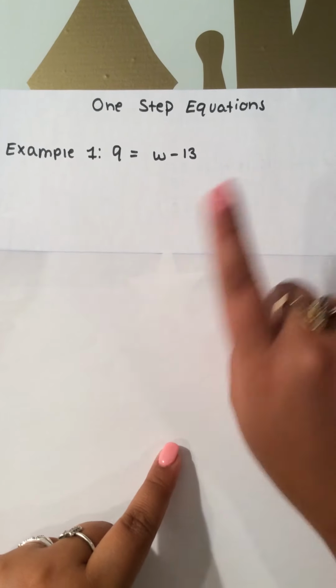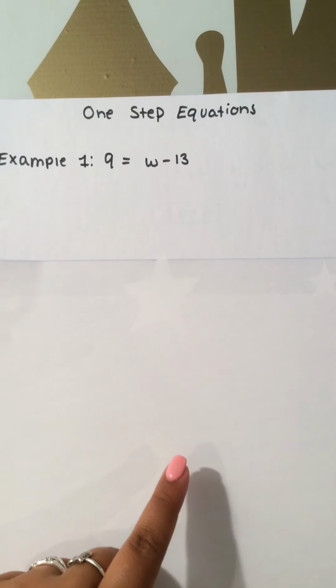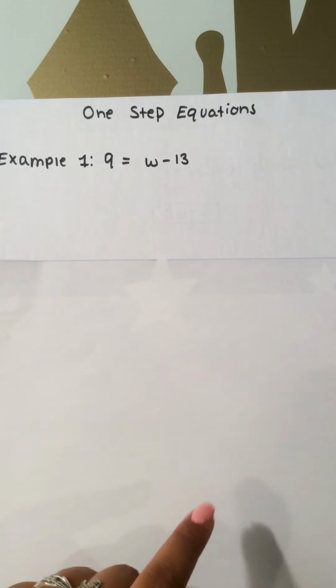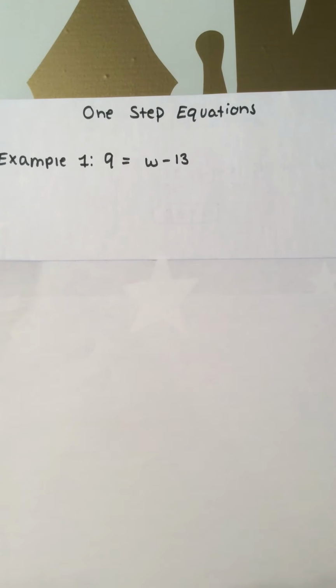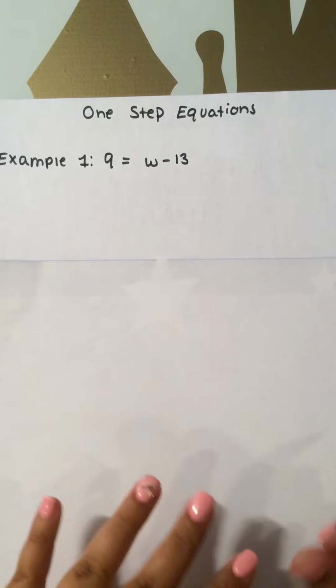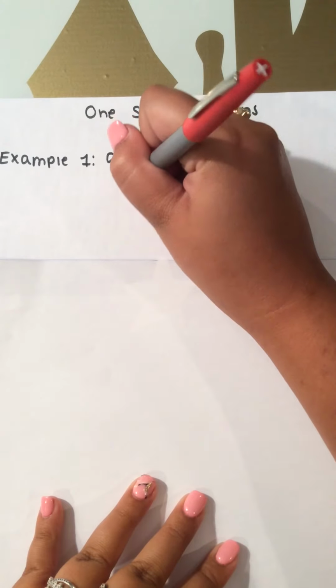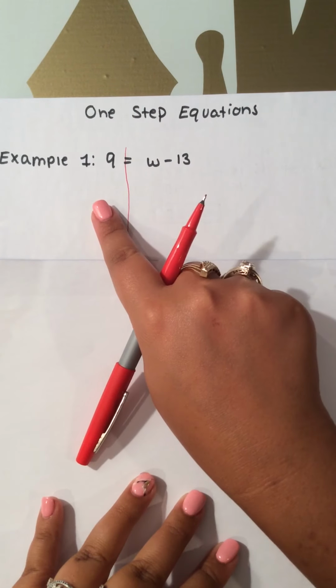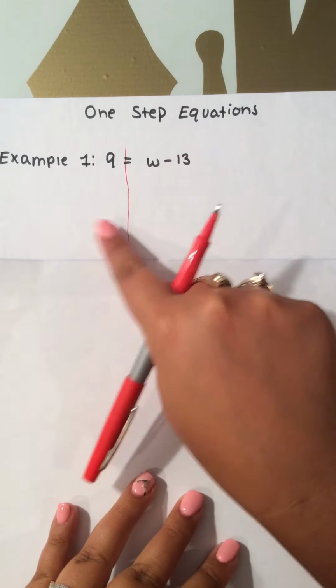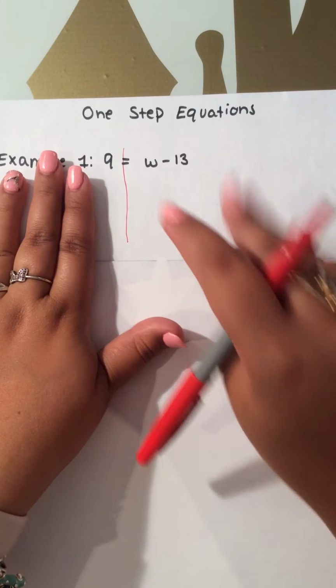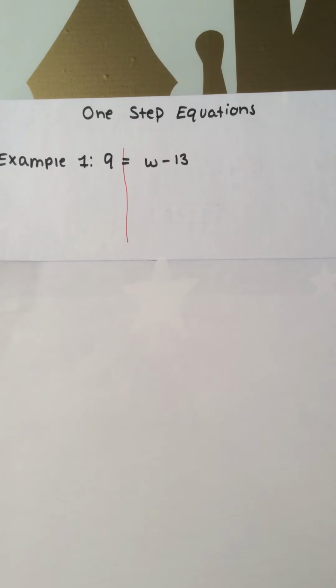Hi guys, so today we're going to do one-step equations, which means you just have one step. So if we look at our first example, which is example 1, we have 9 equals w minus 13. Before I actually start solving this, I'm going to draw a line through my equal sign so I can see both sides. So I have a 9 on this side and I have a w minus 13 on this side. What I'm also going to do is circle the variable that I'm solving for.